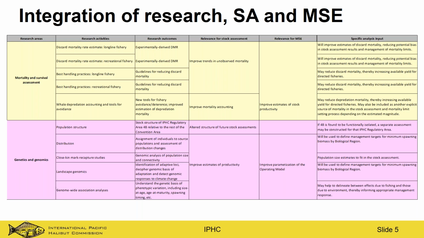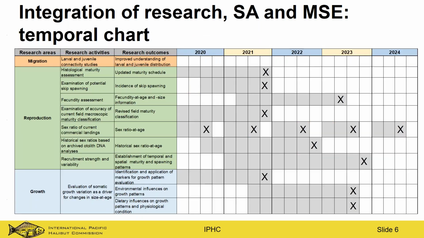So, in order to provide you with an indication of how we will approach all these different activities temporally, we've revised the temporal chart of research outcomes. You can see that the gray areas are where we actually plan on working on these different research outcomes, and where you see the X is where we expect that information to be available for the stock assessment and MSE process.